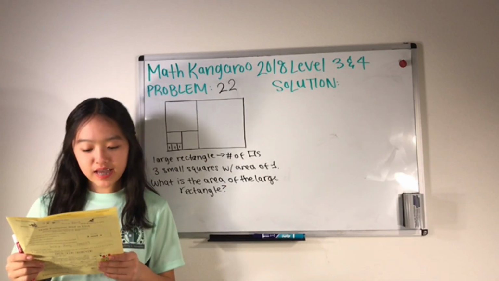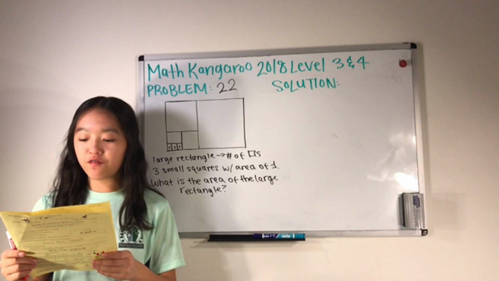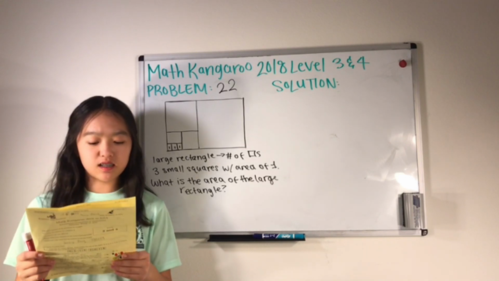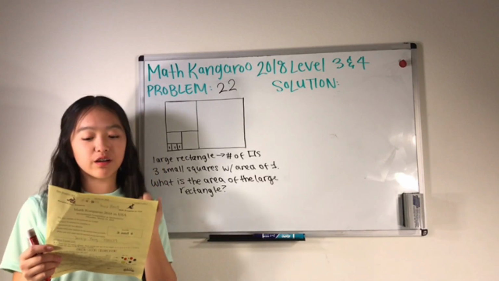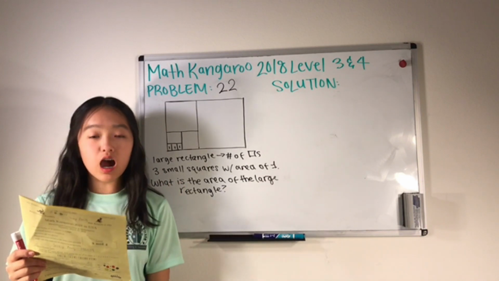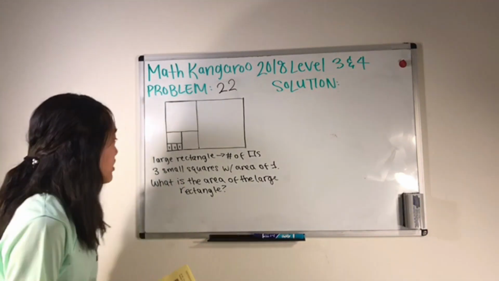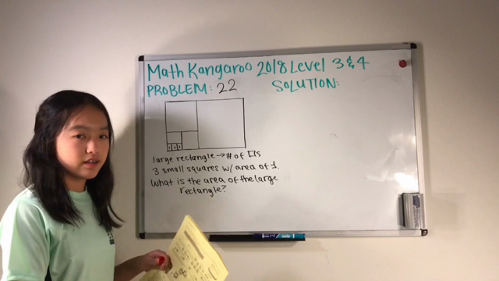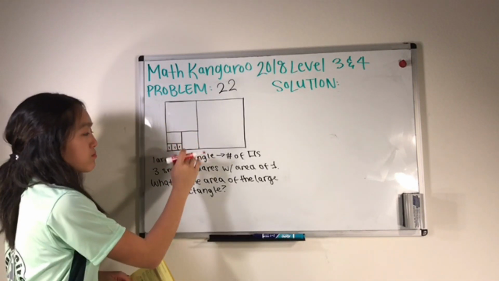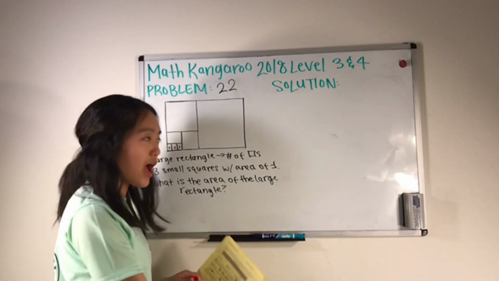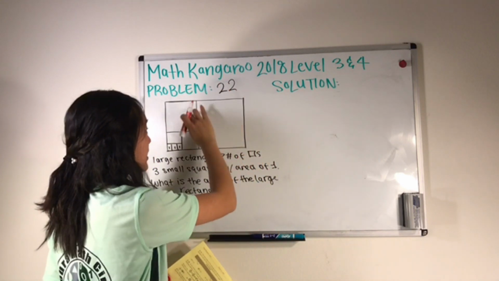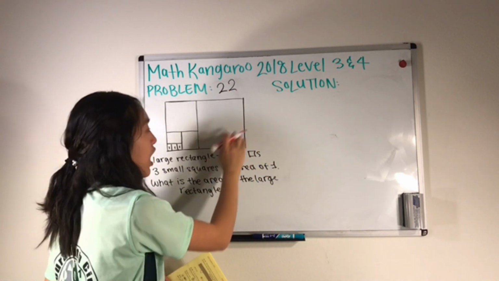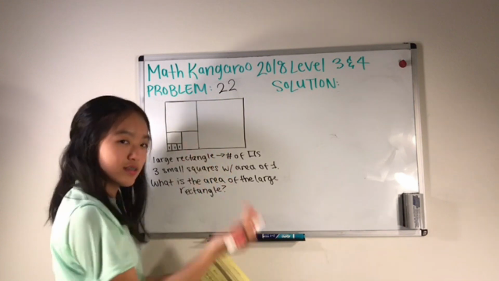Problem number 22 says, the large rectangle is made up of a number of squares of various sizes. The 3 small squares each have an area of 1. What is the area of the large rectangle? So in order to do this, we need to basically substitute in some side values. So everyone should know by now that in a square, each side is equal. So if you figure out one side, you have the length of all the sides.